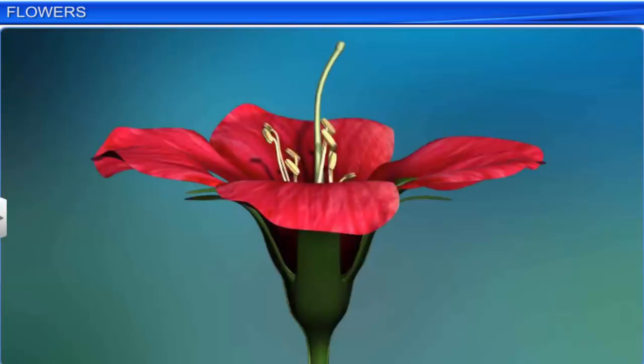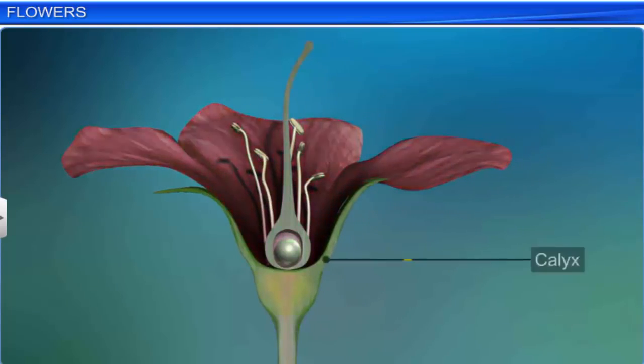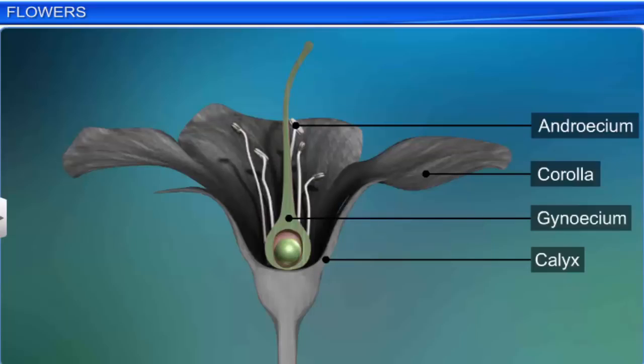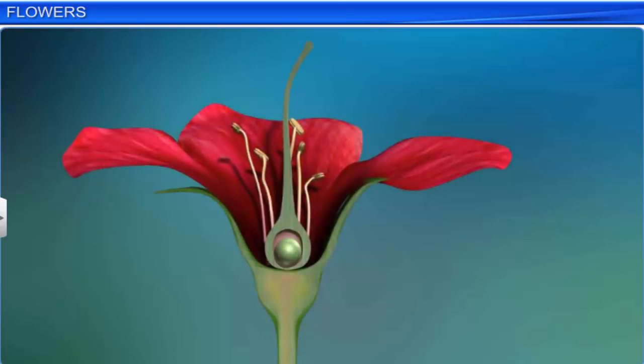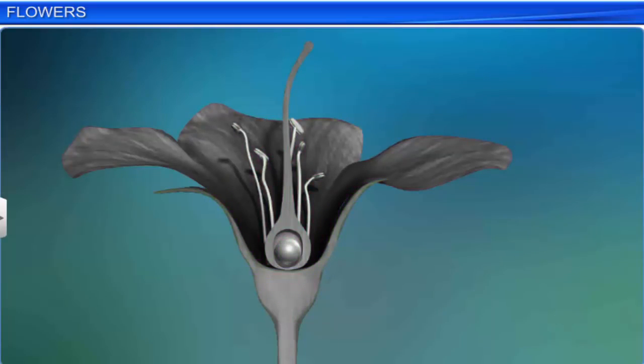Typically, a flower has four main whorls: calyx, corolla, androecium, and gynoecium. These whorls are arranged on the swollen end of a stalk called the thalamus or the receptacle. The outermost whorl is the calyx, consisting of sepals. The next inner whorl is the corolla, consisting of petals.